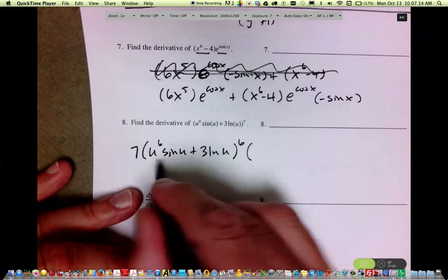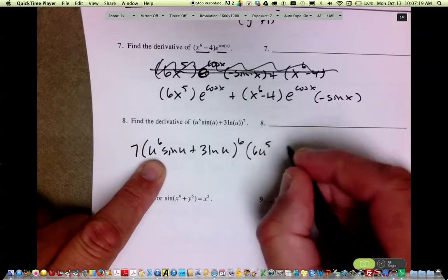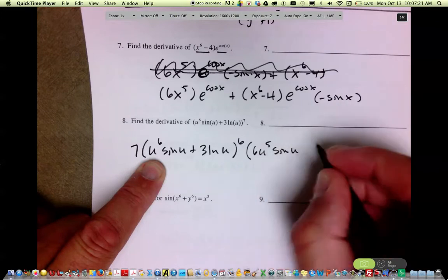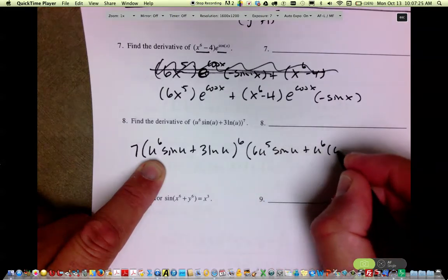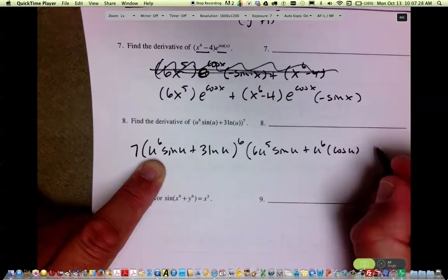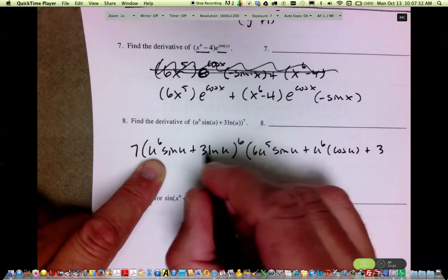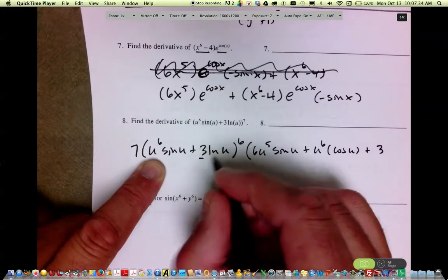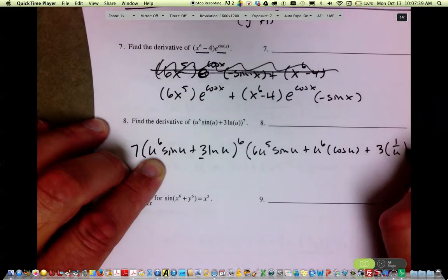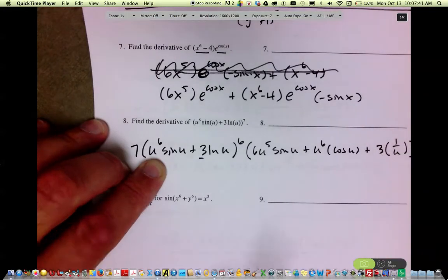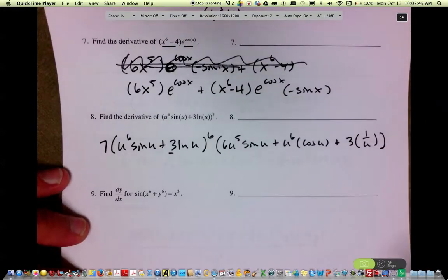The derivative of this is going to be the product rule. 6u to the 5th sine u plus u to the 6th times cosine of u, plus, and then this one, you could use the quotient or the product rule, but this is really just a constant multiple of natural log of u, so just 3 times 1 divided by u, and that's it. Okay, you can also write this as 3 divided by u.